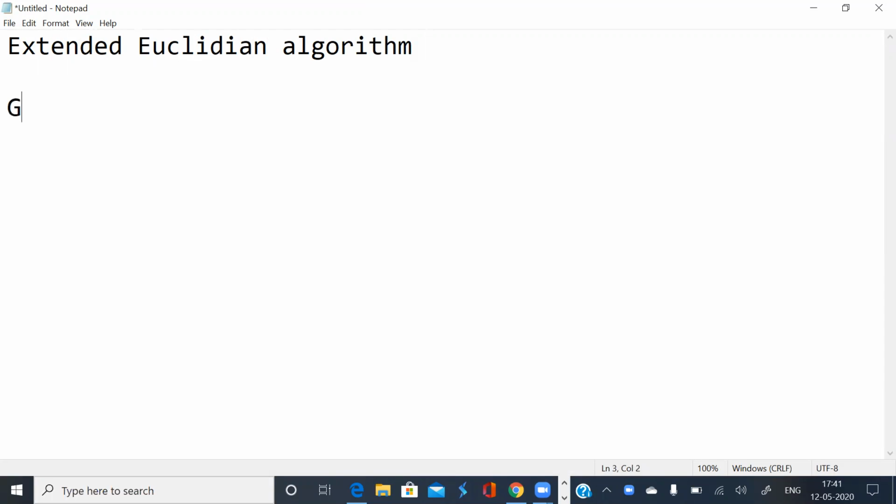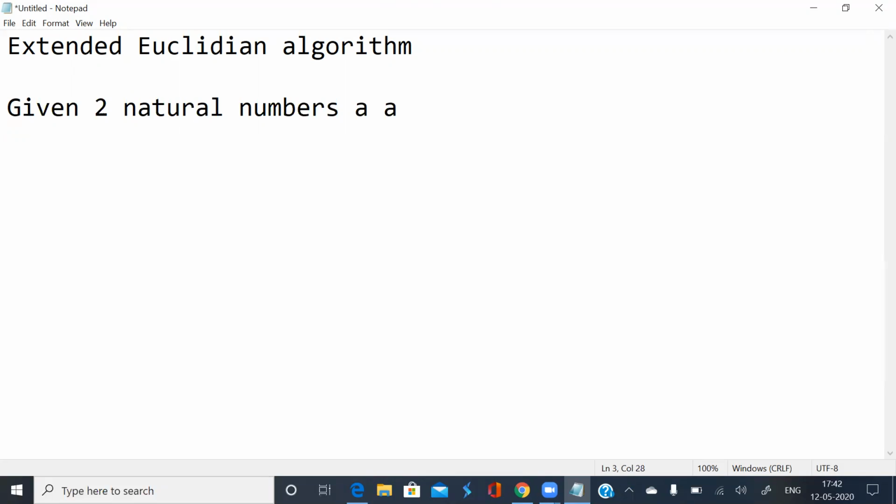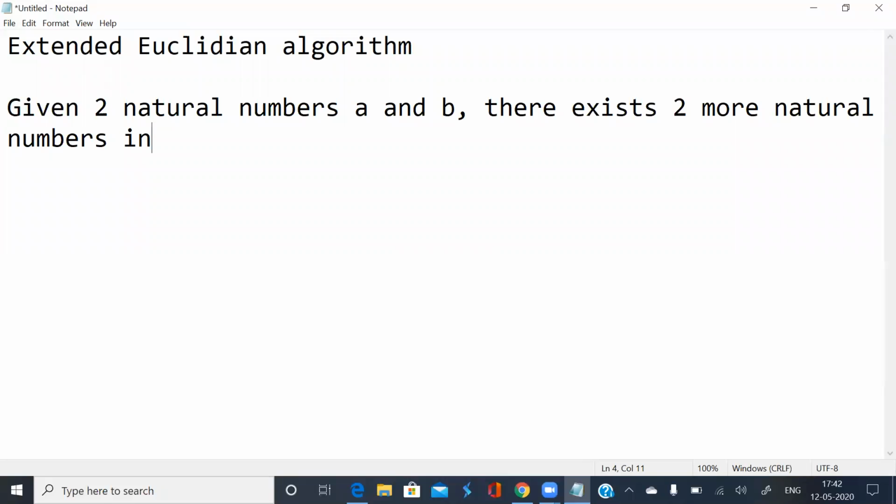The statement goes like this: given two natural numbers A and B, there exist two more natural numbers S and T in such a way that AS plus BT is equal to GCD of A and B, the greatest common divisor of A and B.